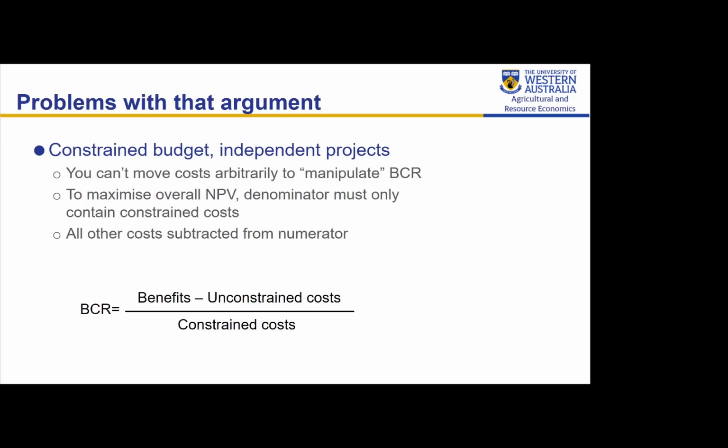But more importantly is the other one, where you have constrained budget and independent projects, which is the main place where you would recommend BCR and only BCR. The counter argument here is that you can't just move around costs arbitrarily between the numerator and the denominator, because if our objective is to maximize the overall net present value, then mathematically there's only one place you can put the costs, and that is that the denominator must only contain the constrained costs, and the unconstrained costs would be subtracted from the numerator. It's only if you do that, and then rank projects using that version of the BCR, that you will get the maximum possible net present value from your portfolio of projects. So anyone who says you can manipulate it is revealing that they don't understand the maths, because this is the maths.